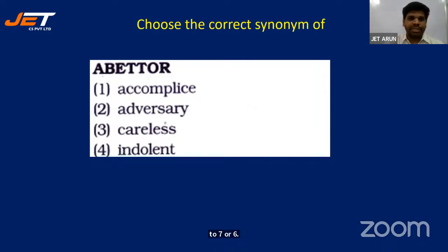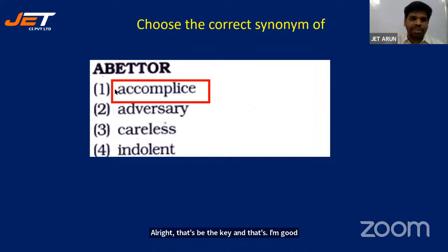All right. Let's look at the key and let's conclude, students. What does abettor mean? It means accomplice. All right. Most of the students have answered well, but the ones who have gone wrong, it's very important that you correct yourself. All right, students.